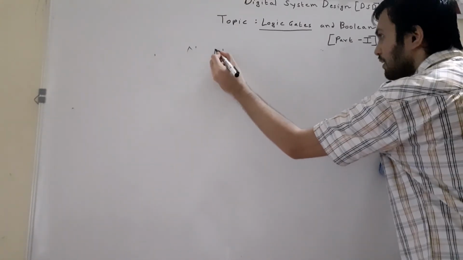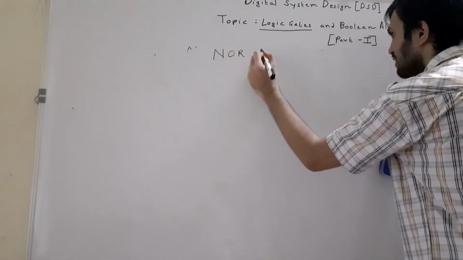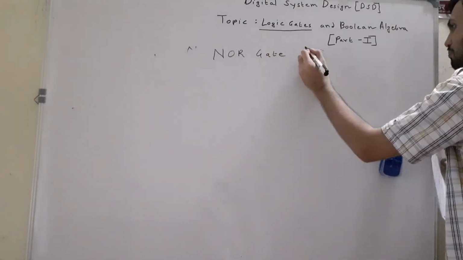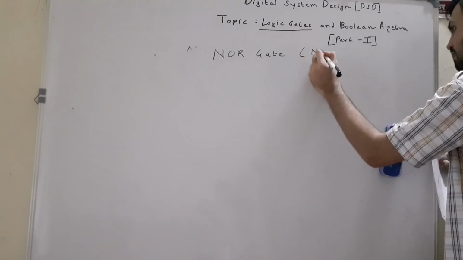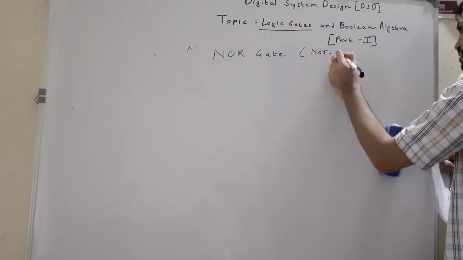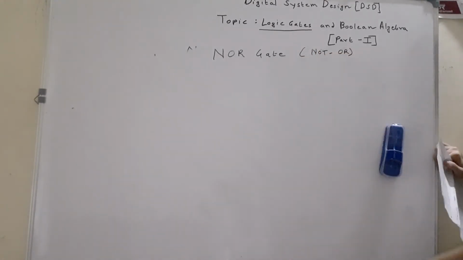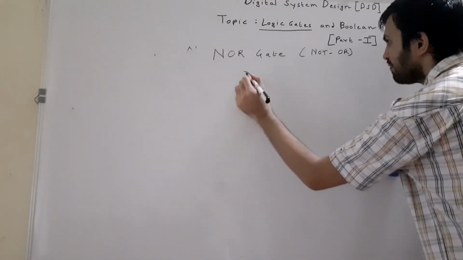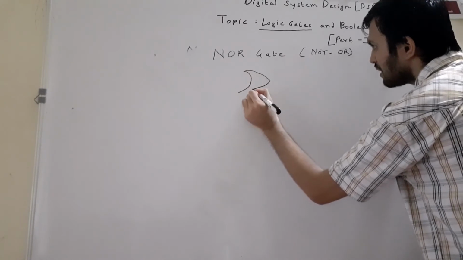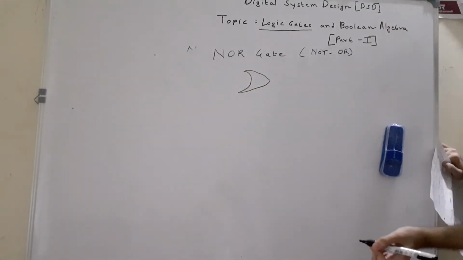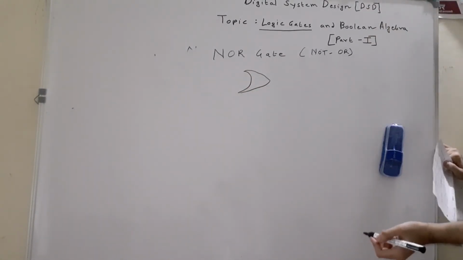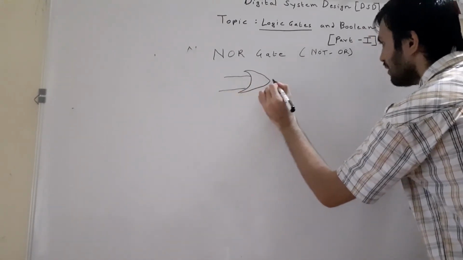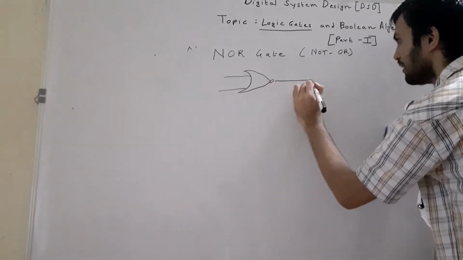The next gate is the NOR gate. What is a NOR gate? NOR gate simply means not OR. So what is the symbol of the NOR gate? This symbol is pretty much similar to your OR gate, but we have to simply add a complement or bubble to it to get the symbol of the NOR gate.